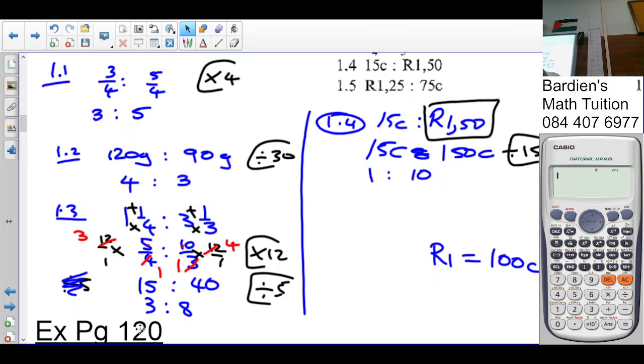You'll also note that this was in cents and rands, but in the simplest form, I write it as 1 is to 10, and not cents and rands and all of those things. You guys understand? Let's go to the next one.